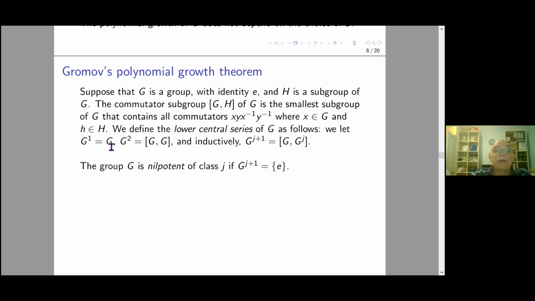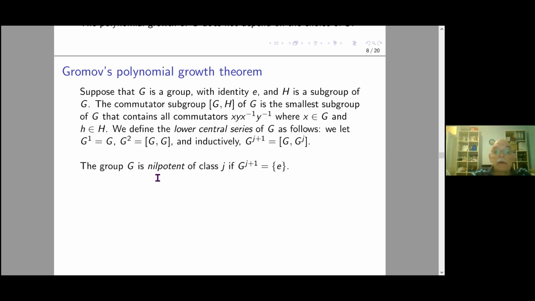G1 is just the group itself. G2 is G commutated with G, so it's really all the elements that can be written as commutators. And then I can take G3, which is the commutator of G and G2, and that's all the things that can be written as commutators of three things in some sense, and so on. And inductively, G_{j+1} is the commutator subgroup between G and G_j.